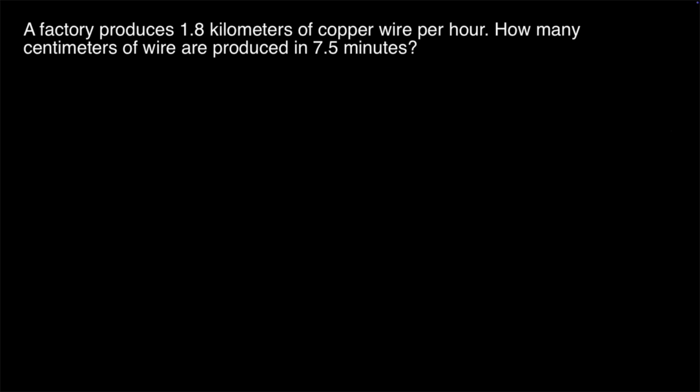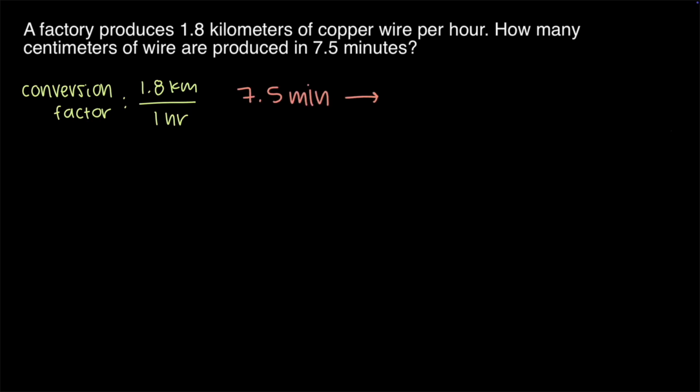For this question, we have a factory that produces 1.8 kilometers of copper wire per hour. How many centimeters of wire are produced in 7.5 minutes? In the question, we are given a conversion factor, 1.8 kilometers per hour. It is easiest to start with single units if we can, so we will start with 7.5 minutes and convert to centimeters. The given conversion has hours as a unit, so we can convert minutes to hours to be able to convert to kilometers with the given conversion.